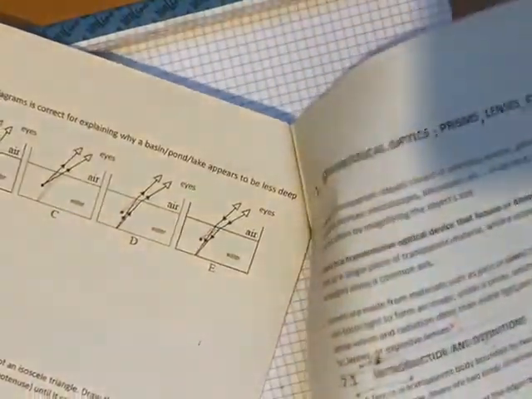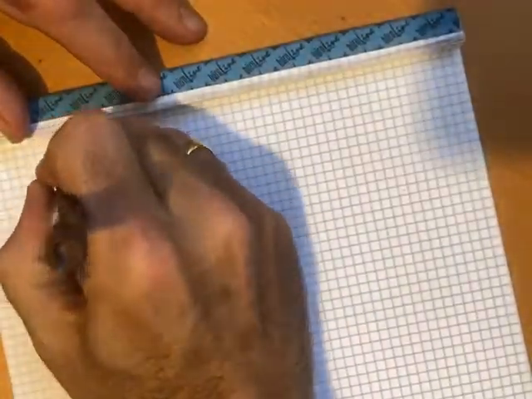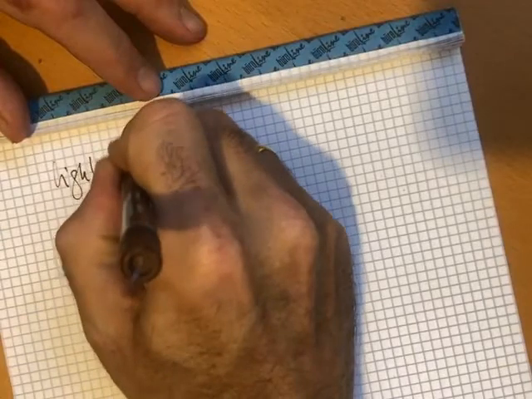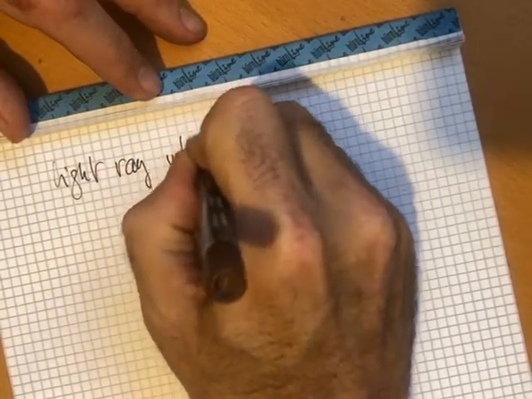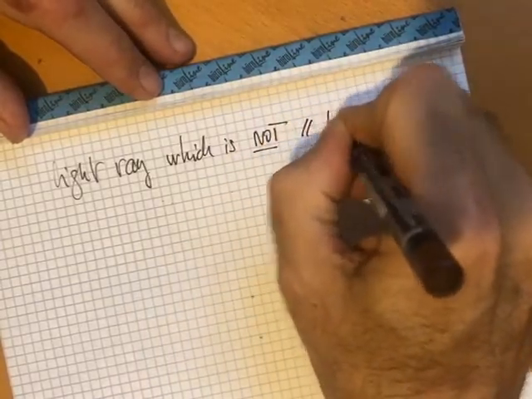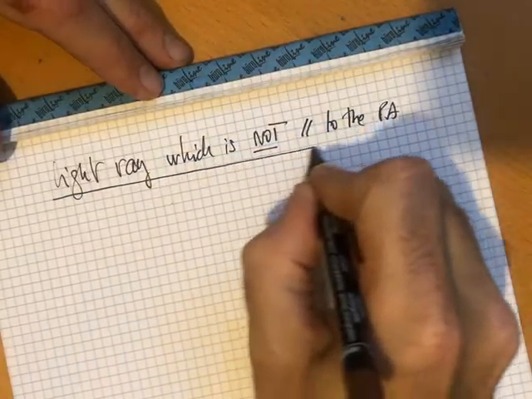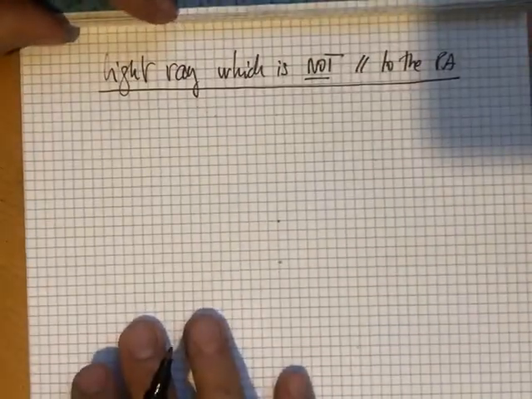Let me just check, because for some stupid reason I don't have the same course in French and in English. No, okay, it's not said. Okay, so a light ray which is not parallel to the principal axis. How do we deal with that?